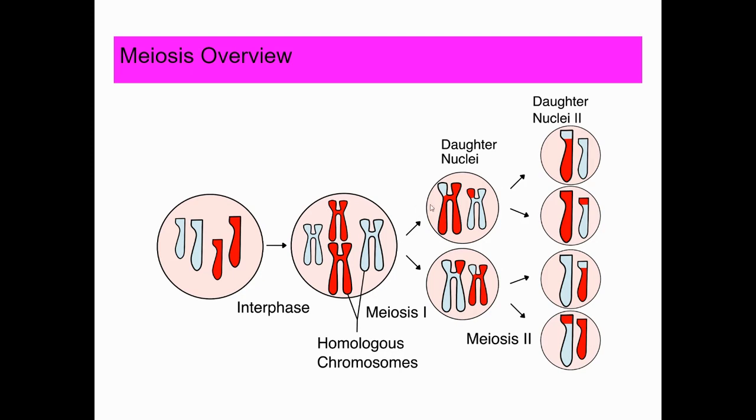And you're going to notice that it's not always the same color. And we're going to talk about why that is in a second. And then it's going to split again. And you're going to have these 4 genetically different cells. And you can tell they're genetically different by the differences in coloration.